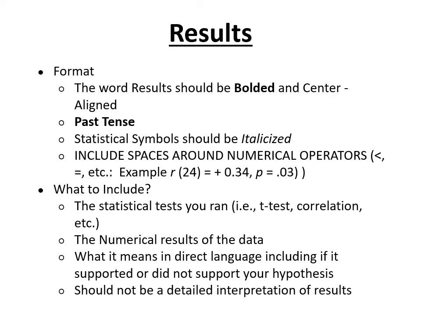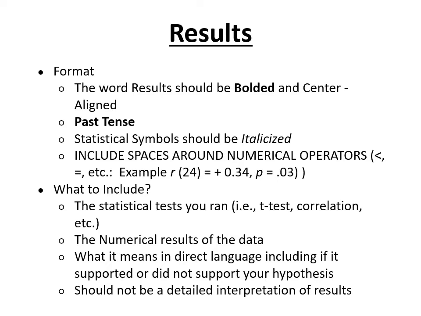So the next section in the paper is actually going to be draft 2. We're not really going to be talking about that until the second half of class, but again, this is your broad introduction to APA style. So the results section, the format: the word Results should be bolded and centered. So basically it's a level 1 header. Everything in the results section also should be in the past tense. It is a study that has already occurred.